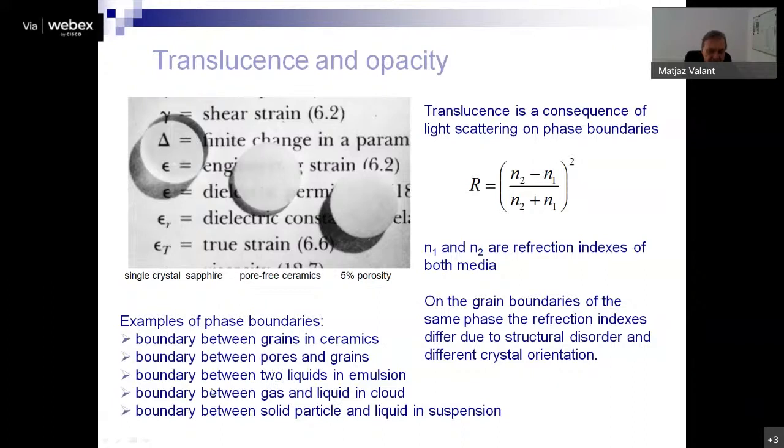And also that happens between the gas and liquid. An example is a cloud. This is why a cloud is white. And it can happen also between solid particles and liquid in suspensions. So everywhere where we have a lot of phase boundaries, the light will scatter, and for that reason we will see this object white.